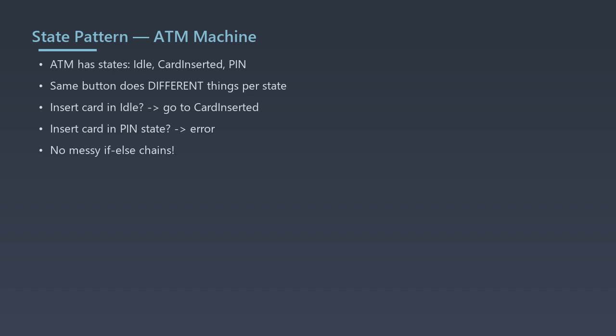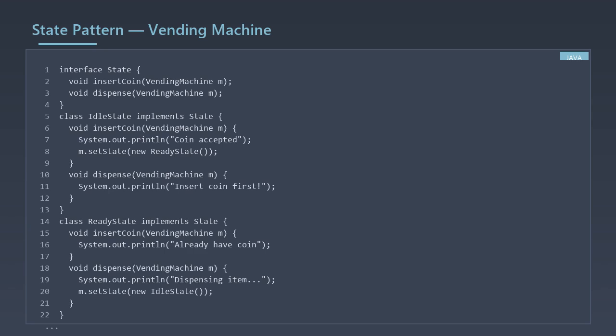The state pattern says, instead of a giant if-else chain checking the current state, make each state its own class. When the state changes, swap the object. Clean, extensible, beautiful. Here's a vending machine.